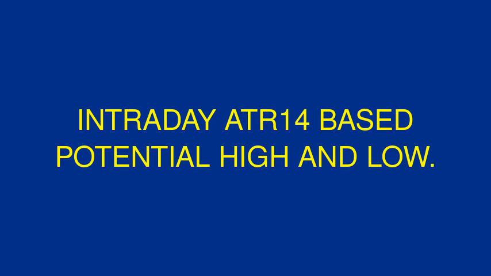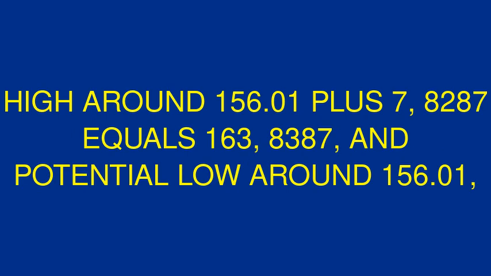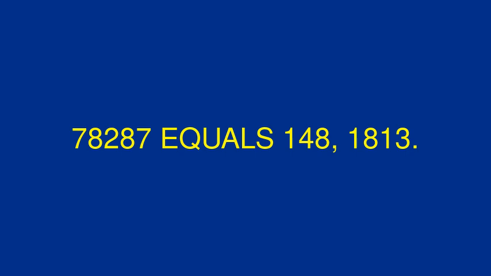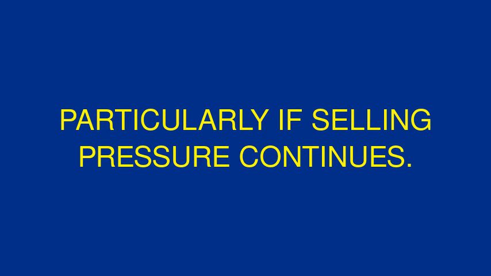Intraday ATR 14 based potential high and low. ATR 14 at 7.8287 suggests potential intraday high around 156.01 plus 7.8287 equals 163.8387 and potential low around 156.01 minus 7.8287 equals 148.1813. Given recent volatility, the actual range may be wider, particularly if selling pressure continues.